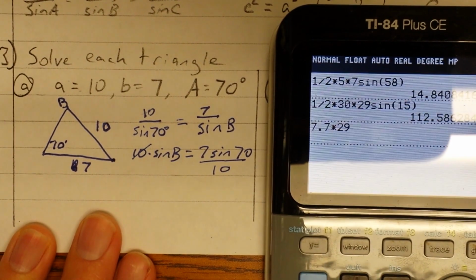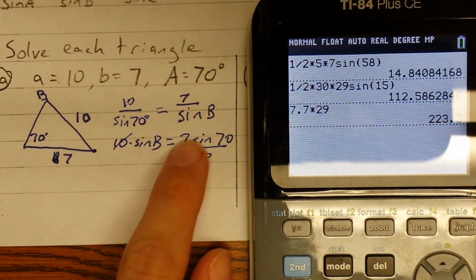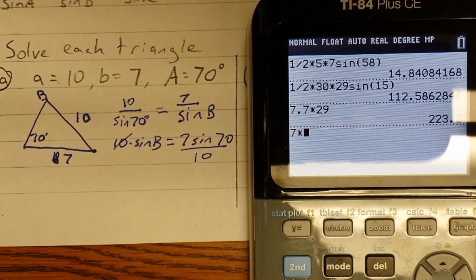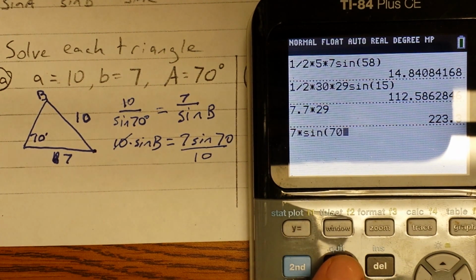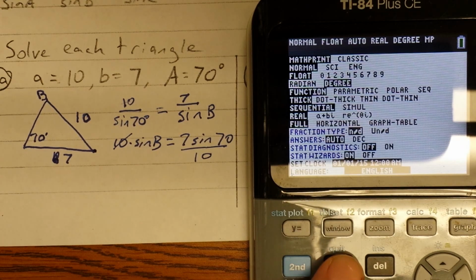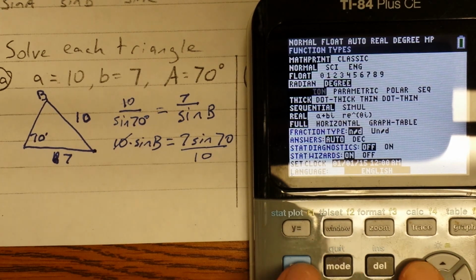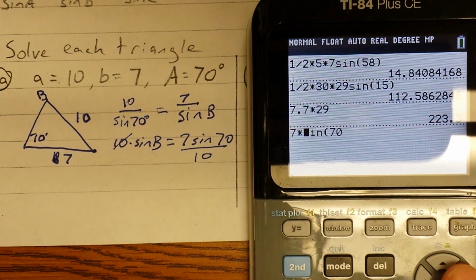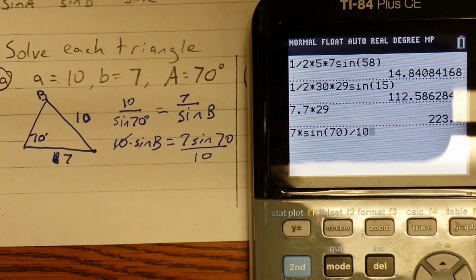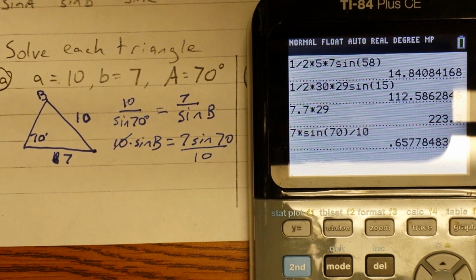Okay, I brought in a helper. So, the first thing we're going to do is calculate this side. 7 times sine of 70, which reminds me I should check what mode I'm in. So press mode, and okay, I'm in degree mode. Good. So 7 times sine of 70 divided by 10. That's going to give me some decimal.